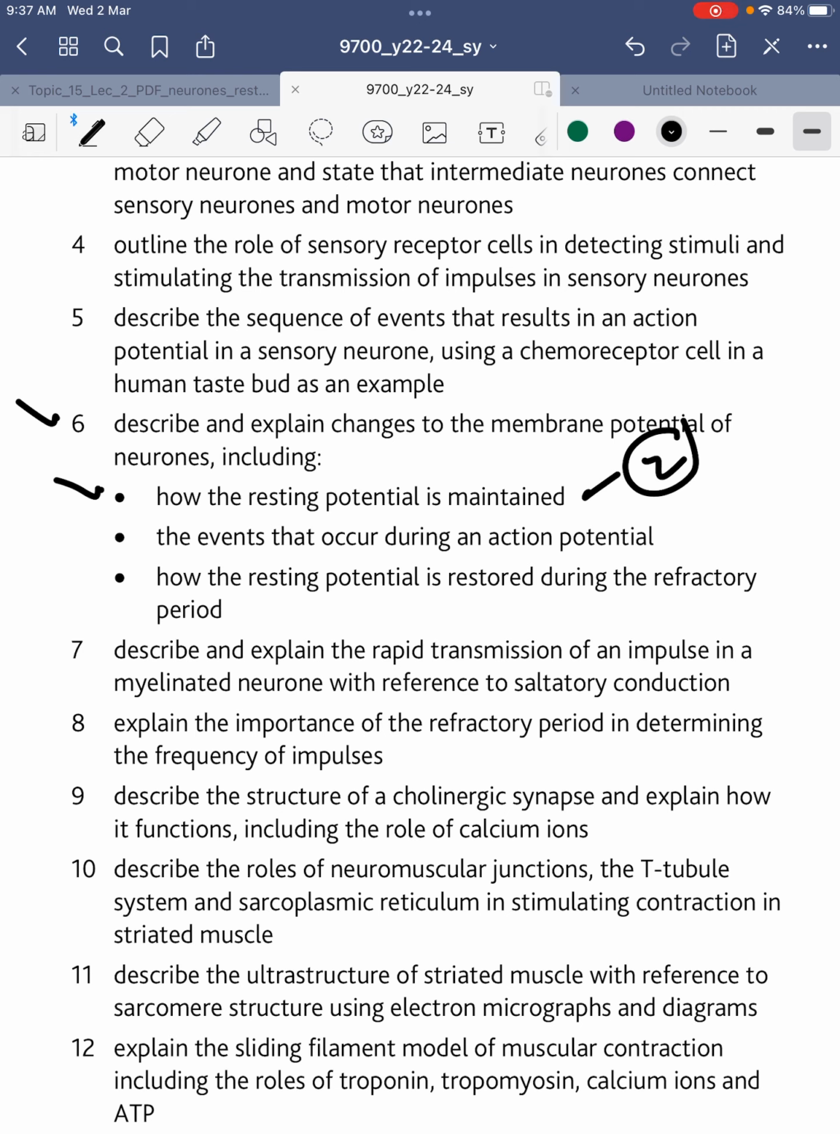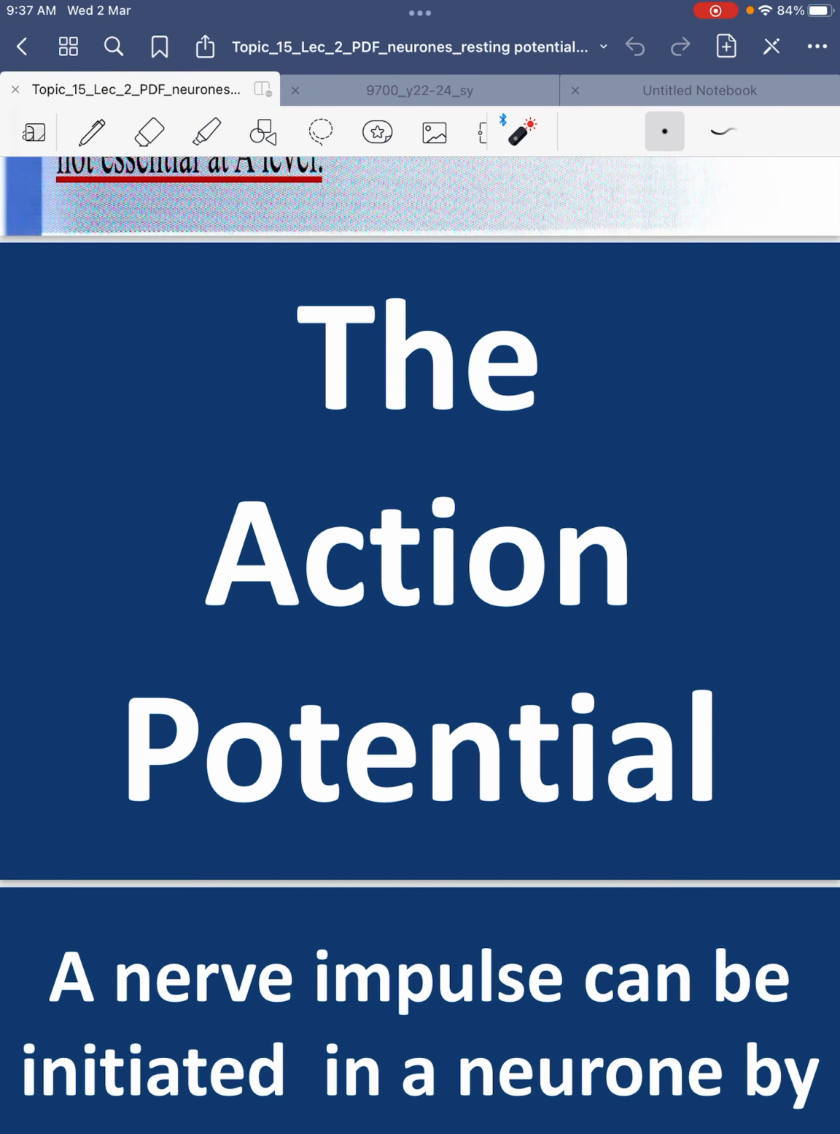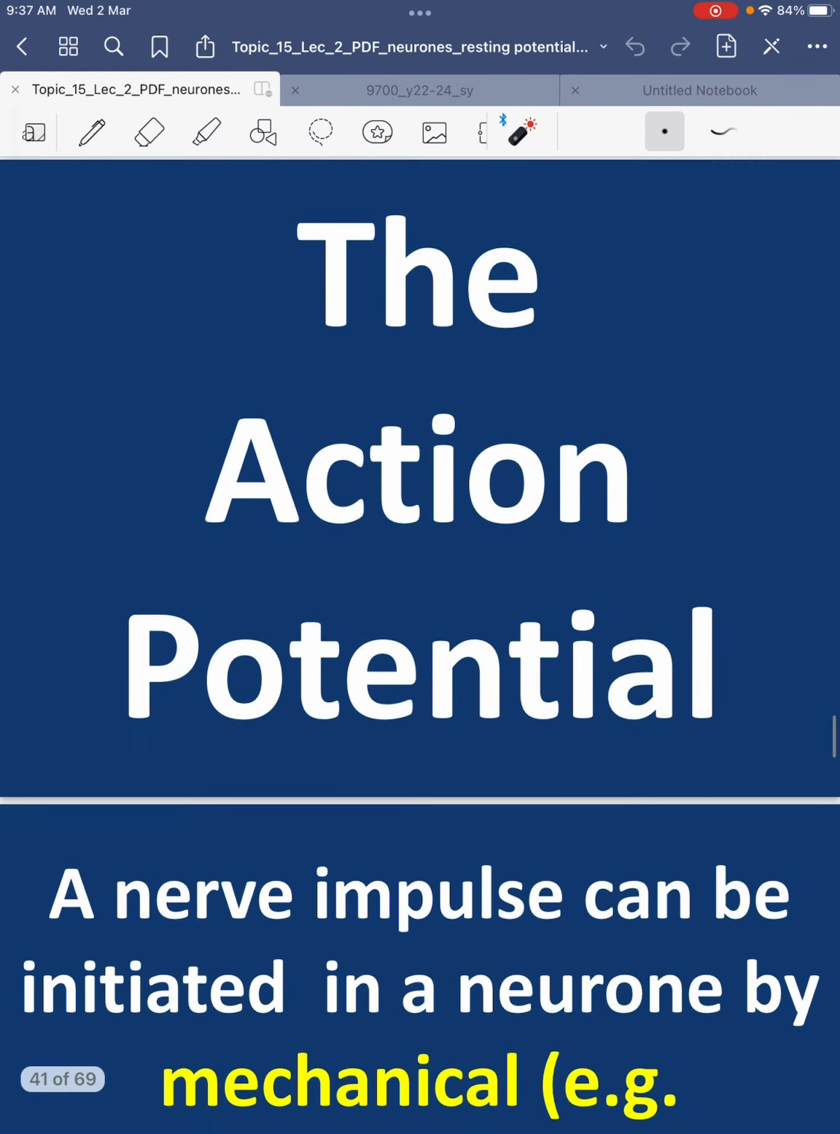Now the next one. Today we're going to look at these two bullet points here, and if we have the time, the last bullet point as well. The second one is the events that occur during action potential. So we have covered resting potential. Now we're going to look at the events that occur during an action potential, and then how the resting potential is restored during the refractory period. Let's go straight to the action potential.